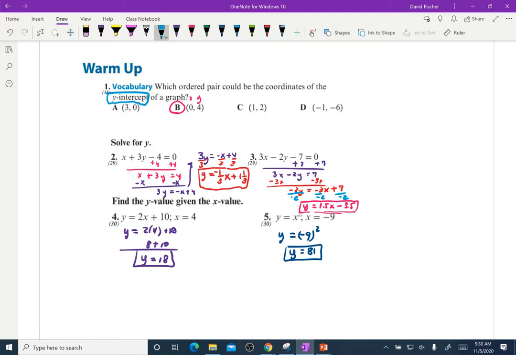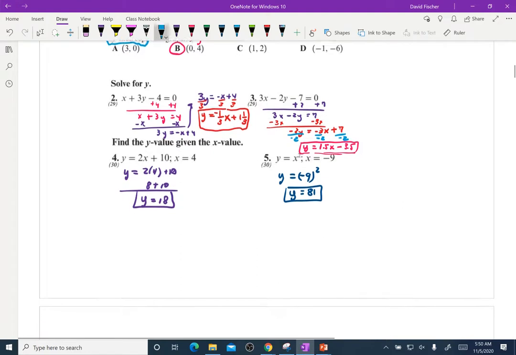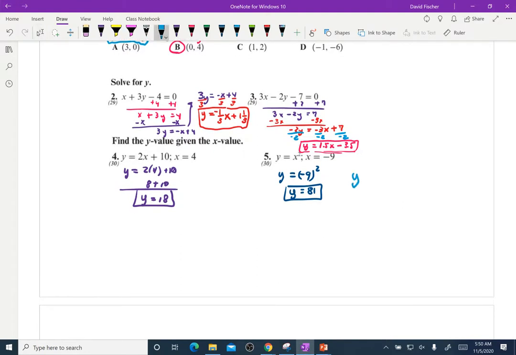Number 4, we had to plug in the 4. 2 times 4 is 8, plus 10 is 18, so that I'm hoping was a very easy problem for you. And then I put parentheses around the -9 because that negative sign, when I put it in for x, goes with the 9.